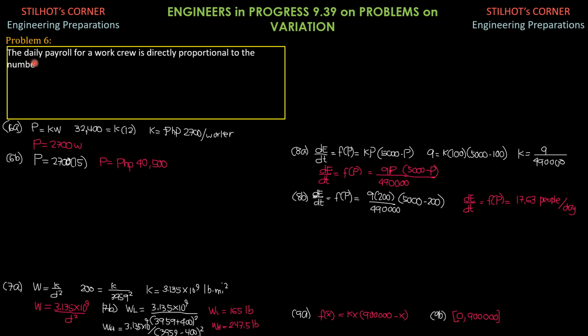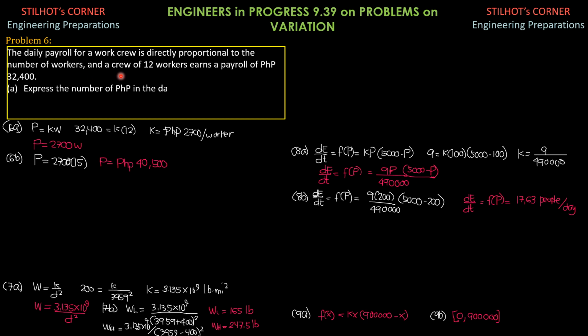So for problem 6, the daily payroll for a work crew is directly proportional to the number of workers. A crew of 12 workers earns a payroll of 32,400 Philippine pesos. Express the number of Philippine pesos in the daily payroll as a function of the number of workers. What is the daily payroll for a crew of 15 workers?